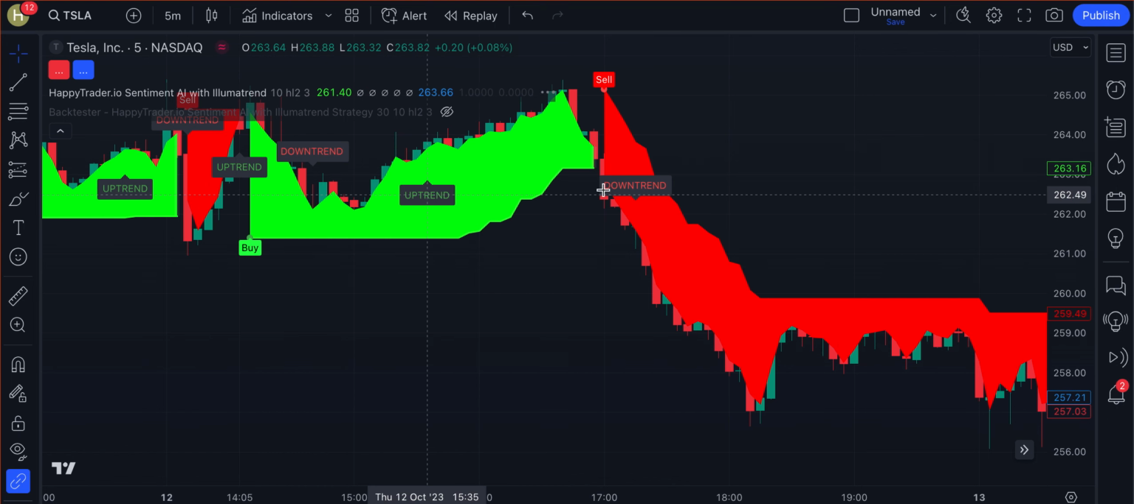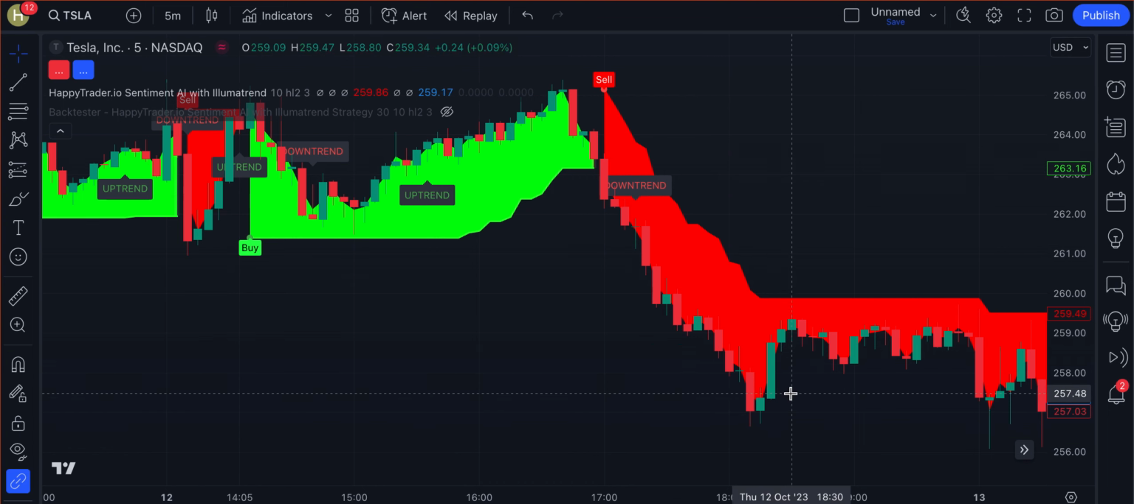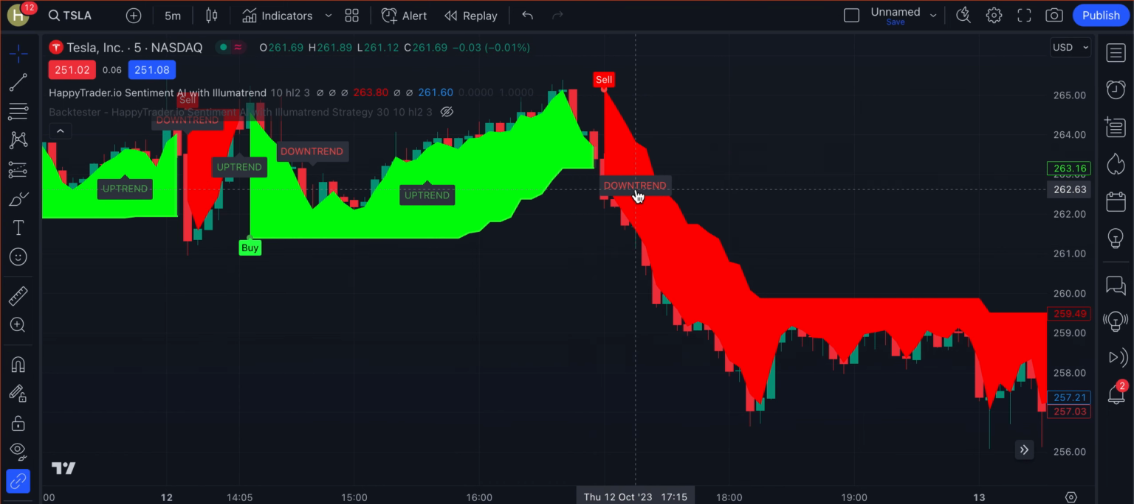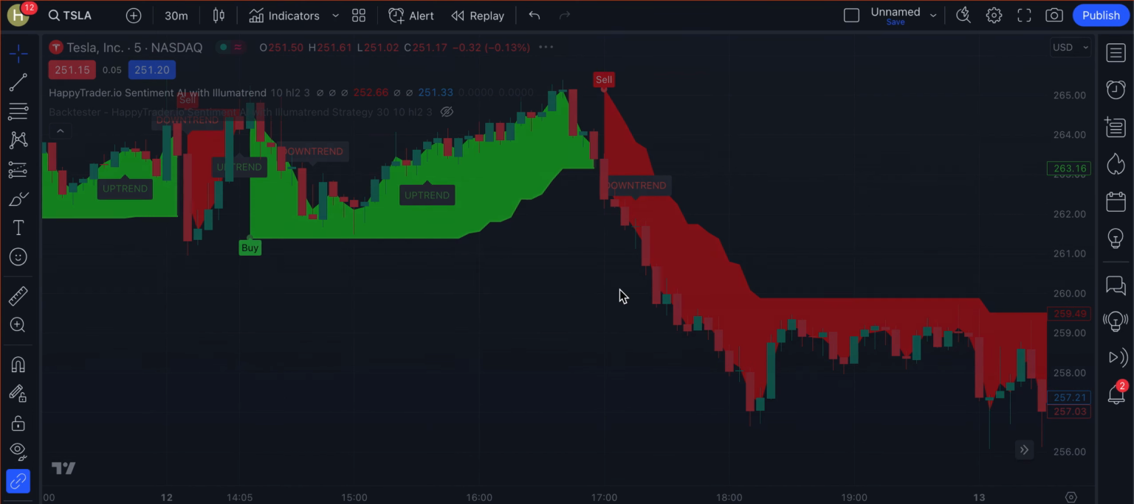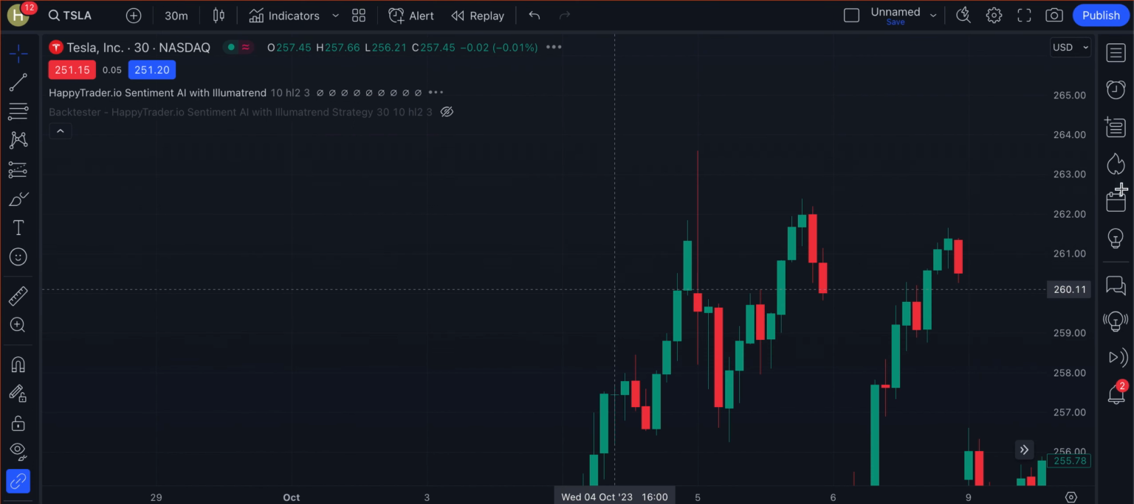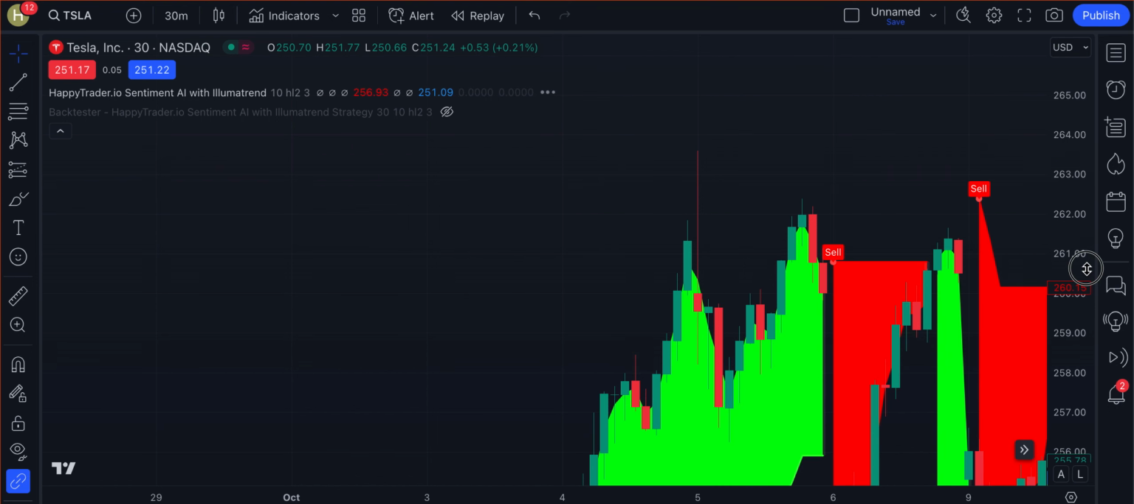And instead of seeing candlestick charts and what's happened in the past, you're able to get these uptrend and downtrend signals on all time frames that are going to instantly post to your chart. And you're also able to set alerts.